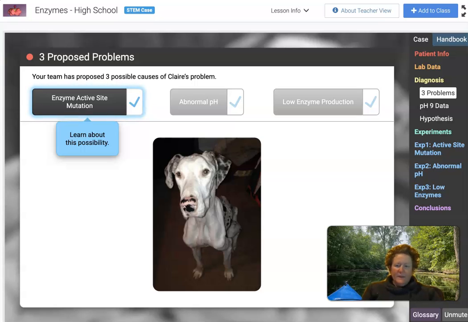Hi, this is Dr. B, and this is part 3 of the Enzymes Lab in Gizmos. And we're looking at Claire, a dog who has problems with her digestion. She's not absorbing the nutrients in her food, and she's lost a lot of weight. There are 3 problems we think she has: an enzyme active site mutation.